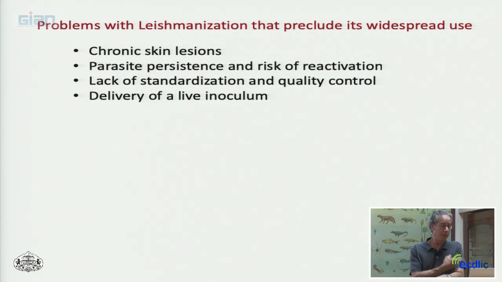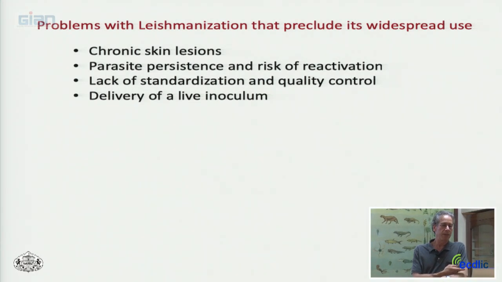First of all, these are chronic lesions. They last a long time. And even in these endemic settings, these families are reluctant to have their children leishmanized because they'll constantly pick at these lesions and they can develop secondary infections. So it's not something you're anxious to give to children, although you're anxious to immunize children.